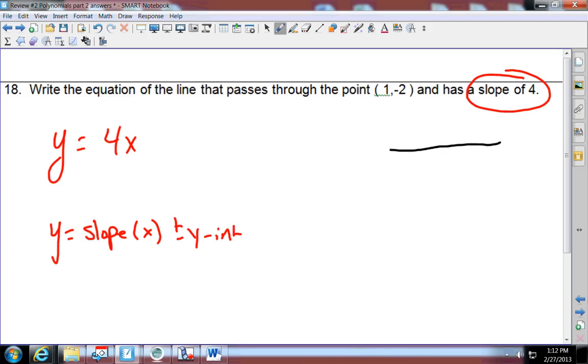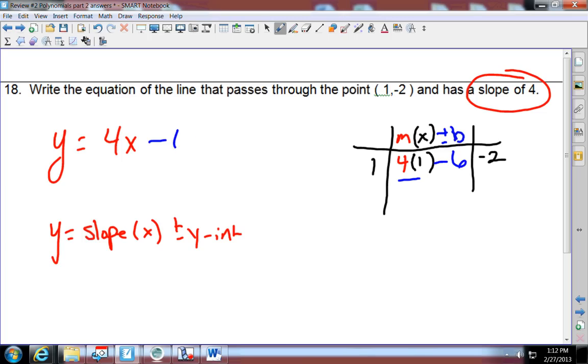You have to find the y-intercept, and one way to do that is to build a table and put in the point (1, -2). So the slope is 4. The slope goes first. Then you take it times the x. And what is 4 times 1? 4. What do you have to do to 4 to get to negative 2? Minus 6. That is plus or minus your y-intercept. That is your y-intercept. There's your equation. I promise you will see one of those on the EOCs again.